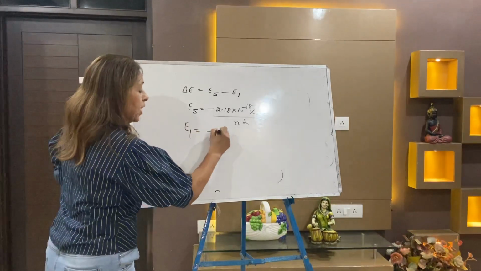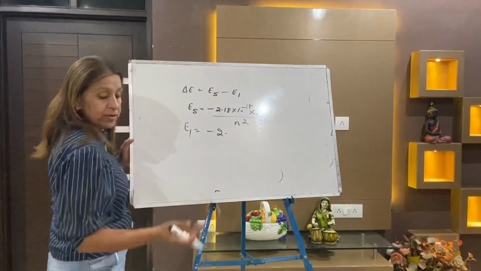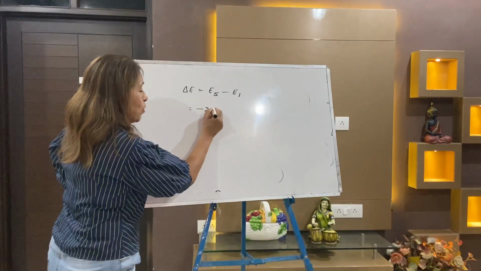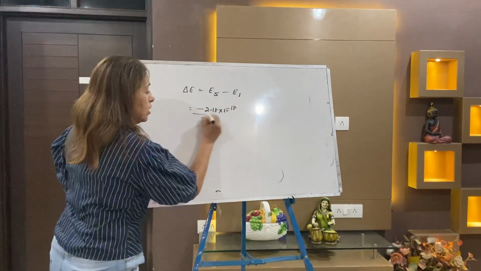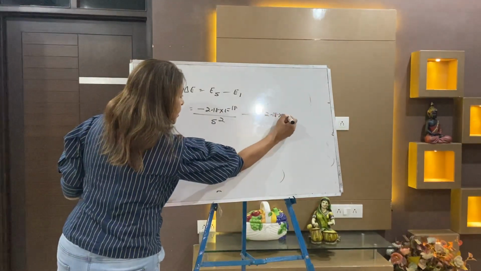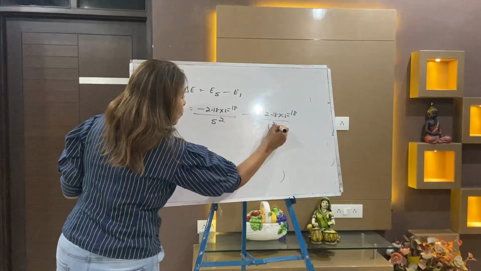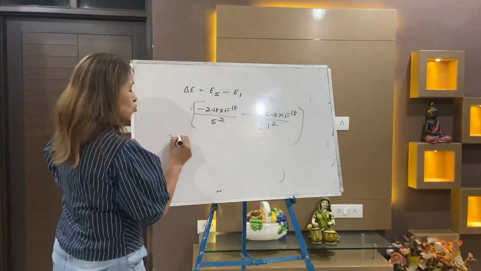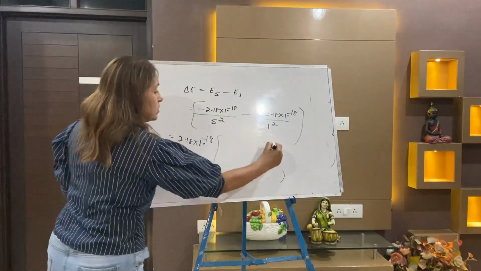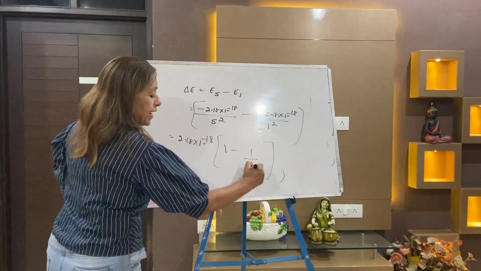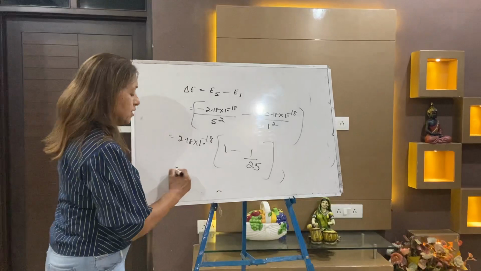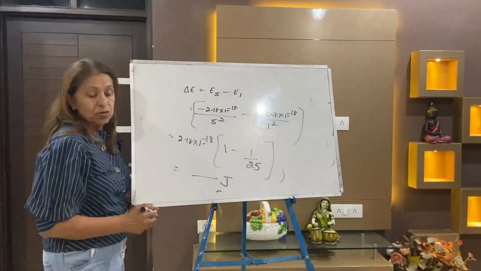For E1, again it is 2.18. You can take out the common term, so you apply it like this. It's minus 2.18 into 10 power minus 18 by 5 square, minus minus 2.18 into 10 power minus 18 by 1 square. Now you take out 2.18 into 10 power minus 18 common, and what will be inside? It is 1 minus 1 by 25. I think it's okay now. You take the LCM, and your answer will come in joules. Your energy will come in joule.